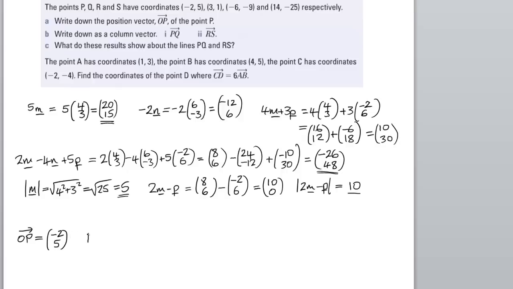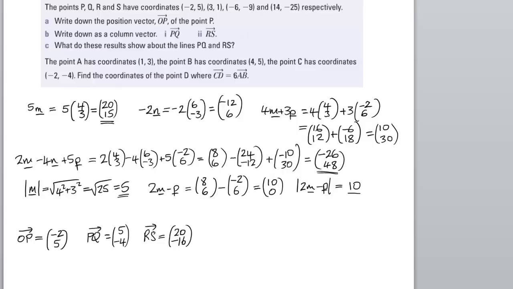Write as a column vector PQ. PQ is to go from -2, 5 to 3, 1. So we have increased it by 5 in the x direction, decreased it by 4 in the y direction. And RS is to go from point R, -6, -9, to point S, 14, -25. That's an increase of 20 in the x direction, decrease of 16 in the y.